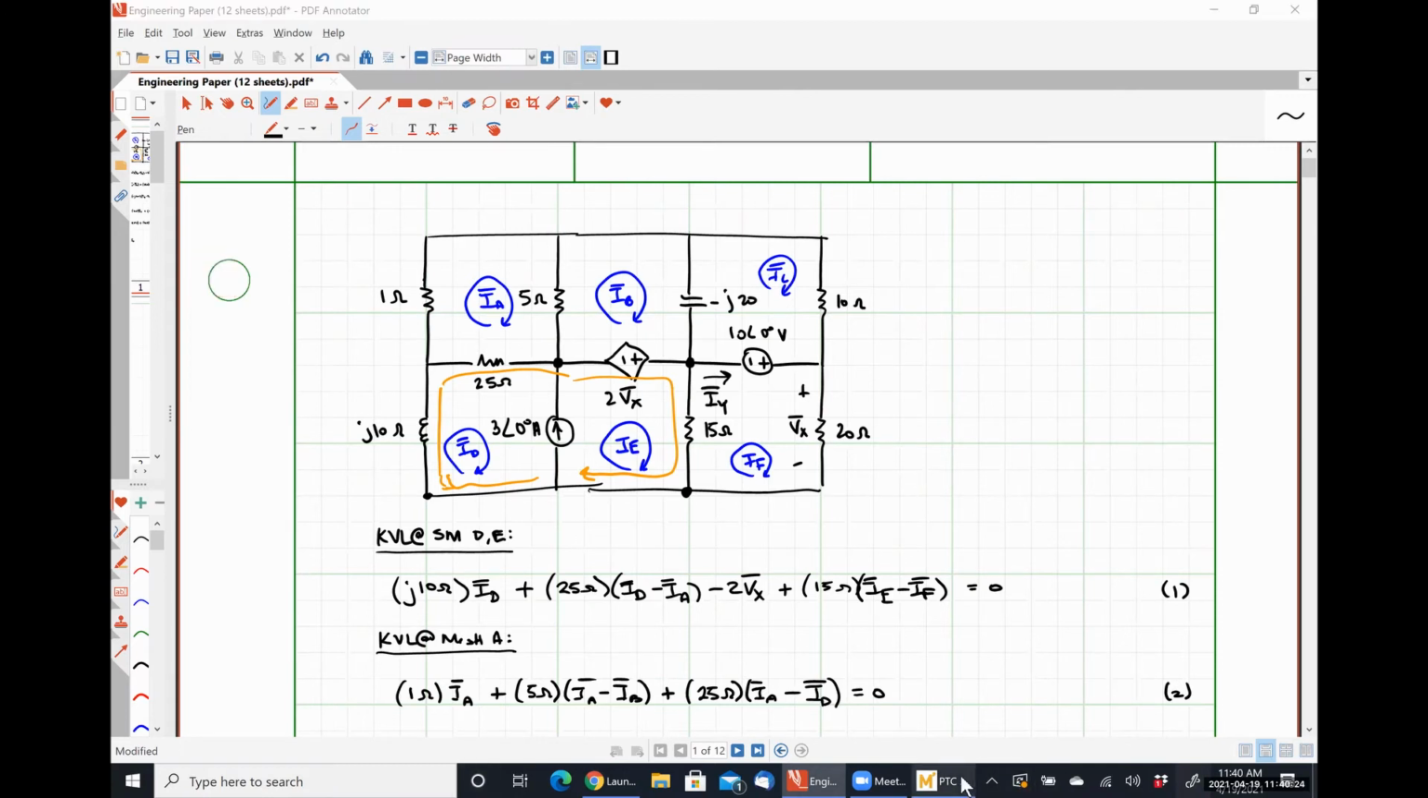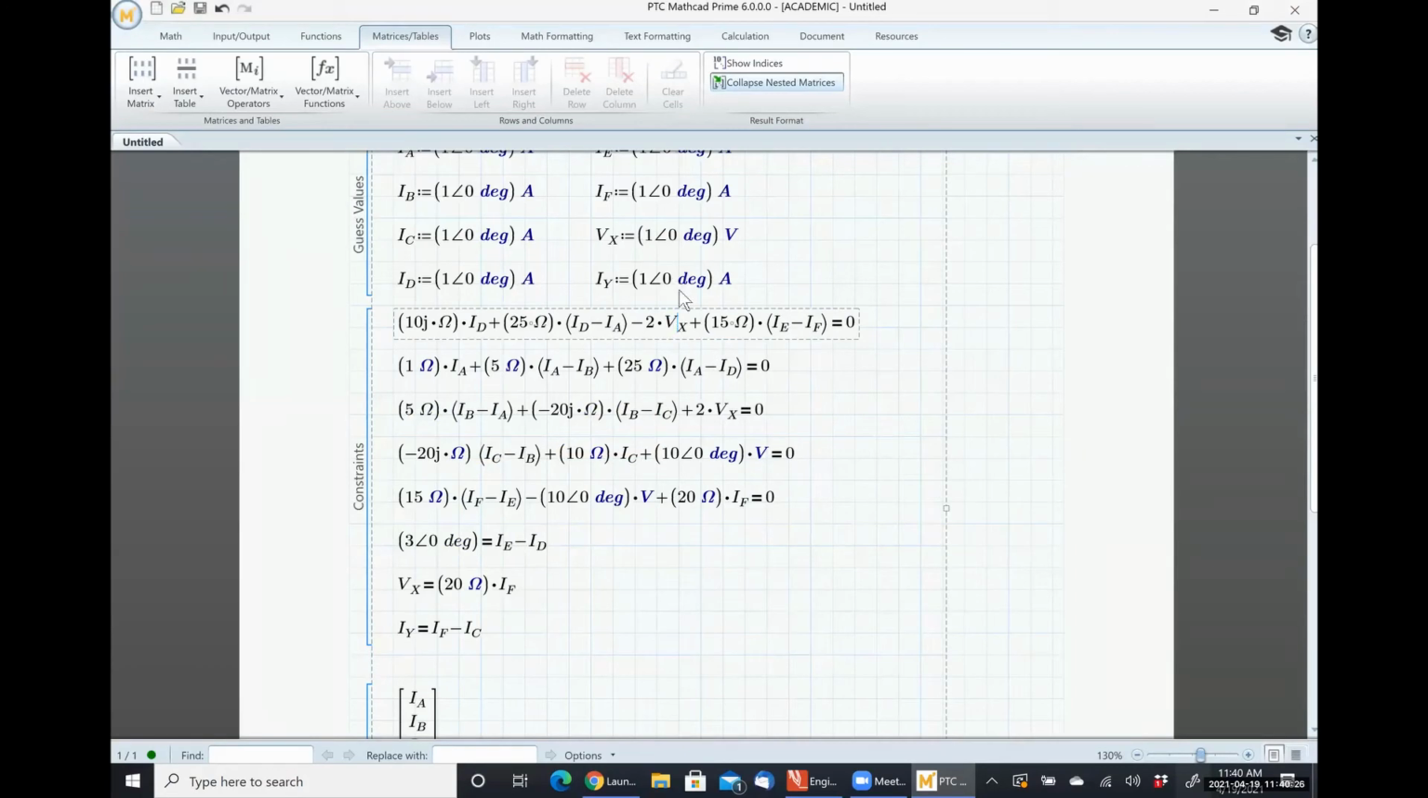All right. So that equation looks good. Ohms, ohms, ohms. That equation looks good. Ohms, ohms. So voltage, yep. Here we go. I have 3 angle 0 degrees, but I don't have amps.